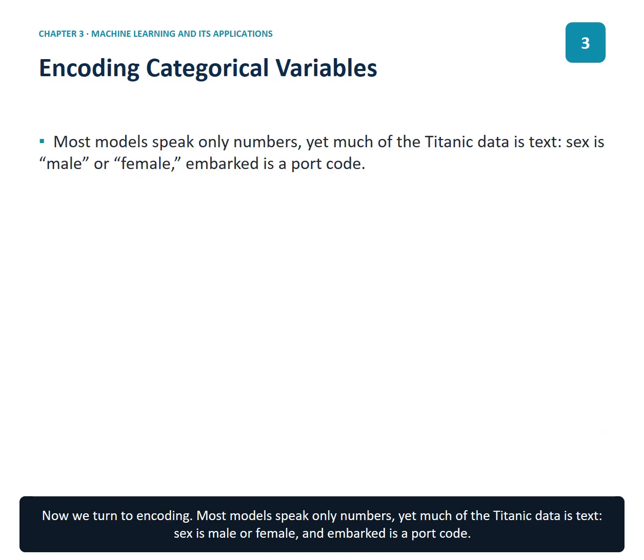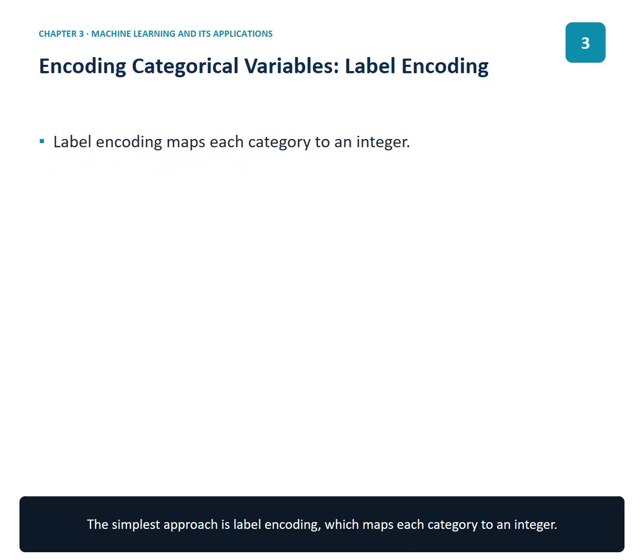Now we turn to encoding. Most models speak only numbers, yet much of the Titanic data is text. Sex is male or female, and embarked is a port code. The simplest approach is label encoding, which maps each category to an integer.